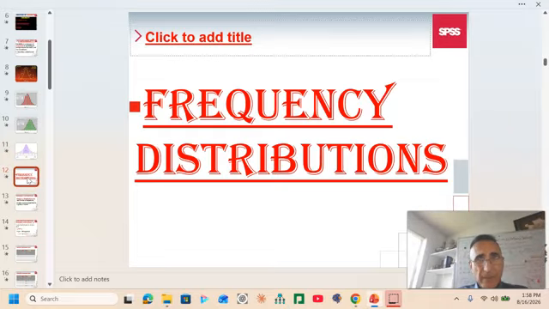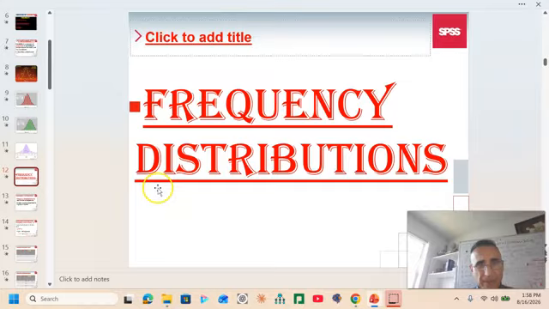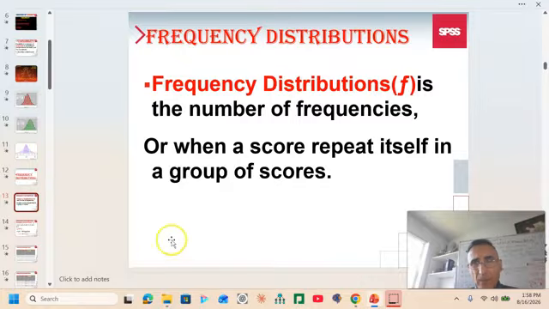And that's where we go. Frequency distribution. We're not going to spend too much time on this. We said that in statistics, when we have large numbers, we need to put them in a format that is more manageable. So the symbol for it was f, the number of frequencies, or when a score repeats itself in a group of scores.